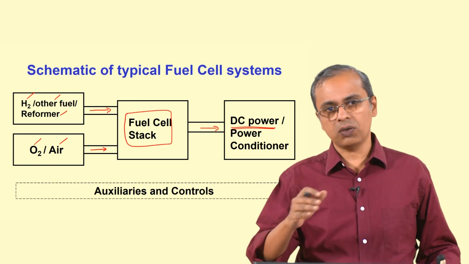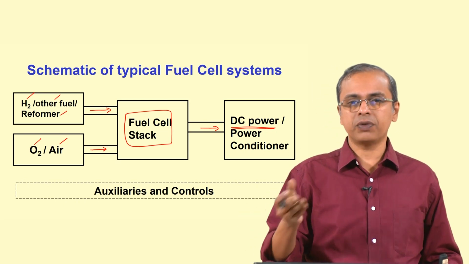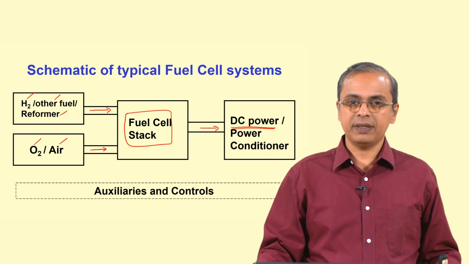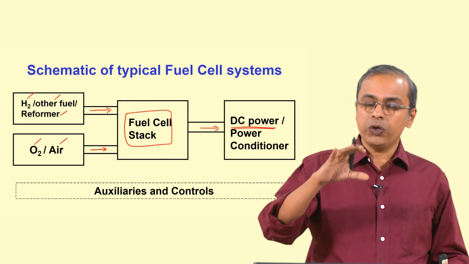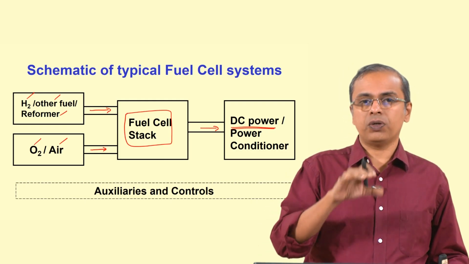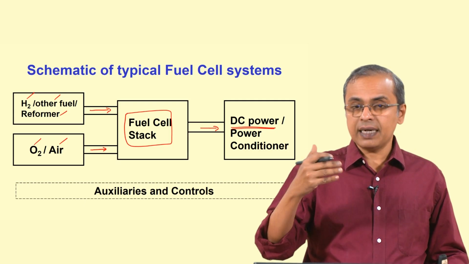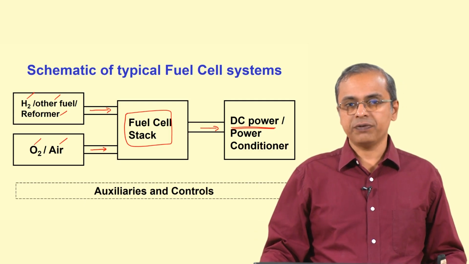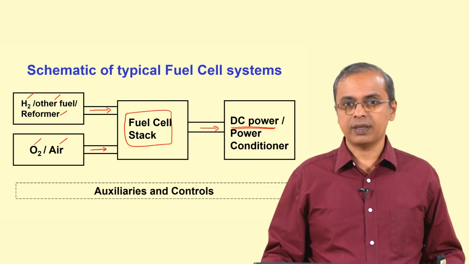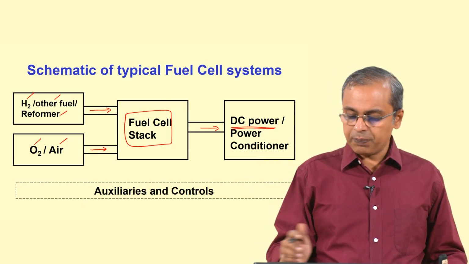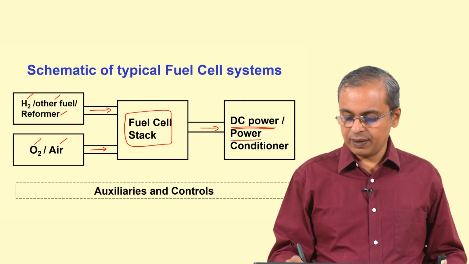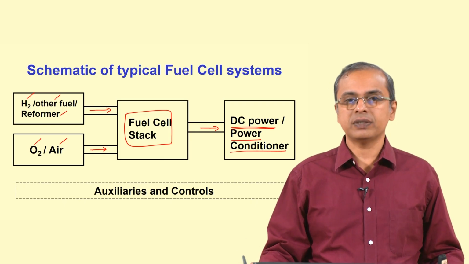Your existing appliances are more or less all uniformly working off of AC power supply, and therefore, you need to take the DC output of the fuel cell and then convert that to an AC kind of signal, and then that is what is being sent into your house or your appliances. So, that process is done using this device referred to as the power conditioner.